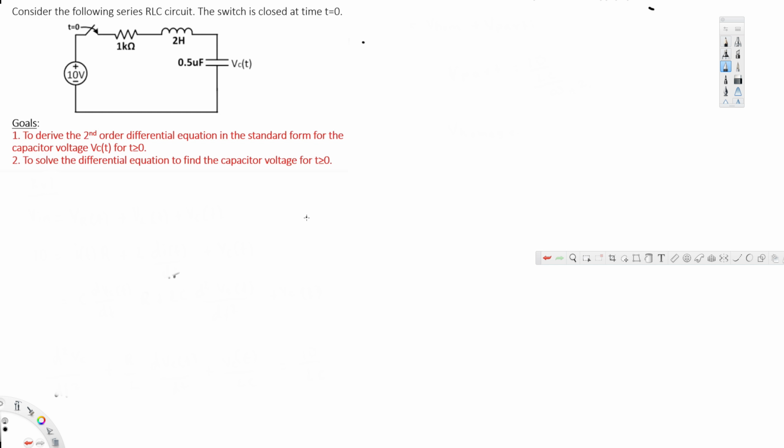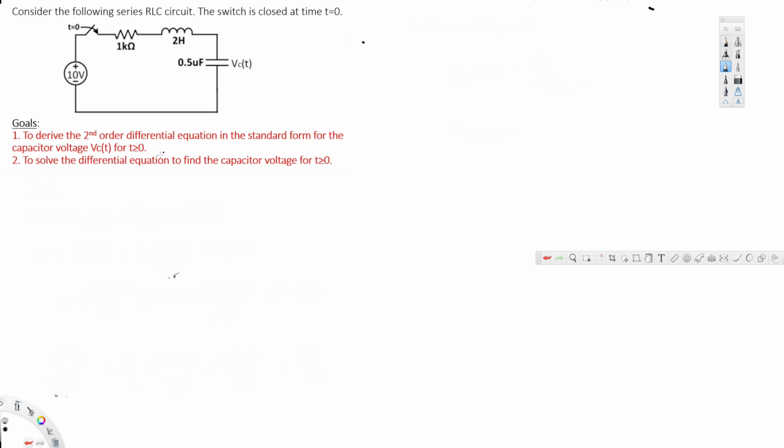Going on, guys? In this video we are going to see an example of second order transient analysis, and in this particular problem we are going to see what's going to be the voltage across this capacitor when the time is equal to 0 and greater than 0. Now to find this one, we have to create a second order differential equation.